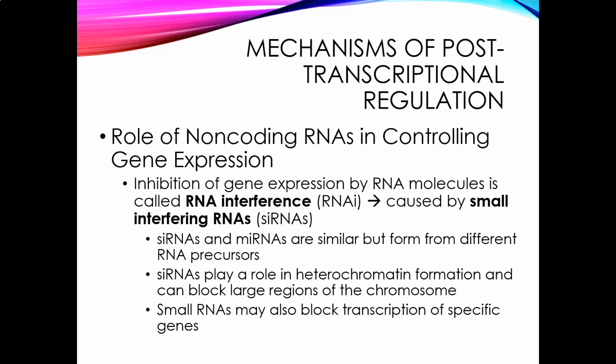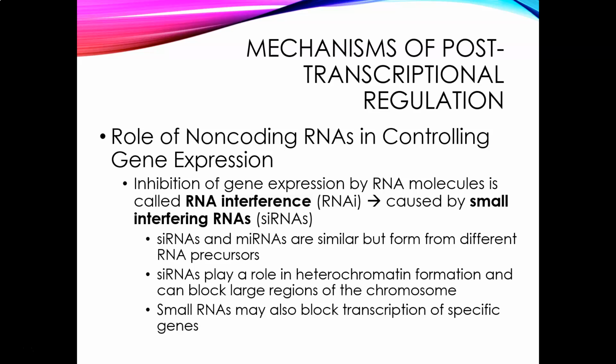So we can look at those microRNAs. We can also talk about small interfering RNAs, or siRNAs, which are part of a process called RNA interference, or RNAi. Both these siRNAs as well as those microRNAs, or miRNAs, are similar, but the form from which they are created, their RNA precursors, are a little bit different.